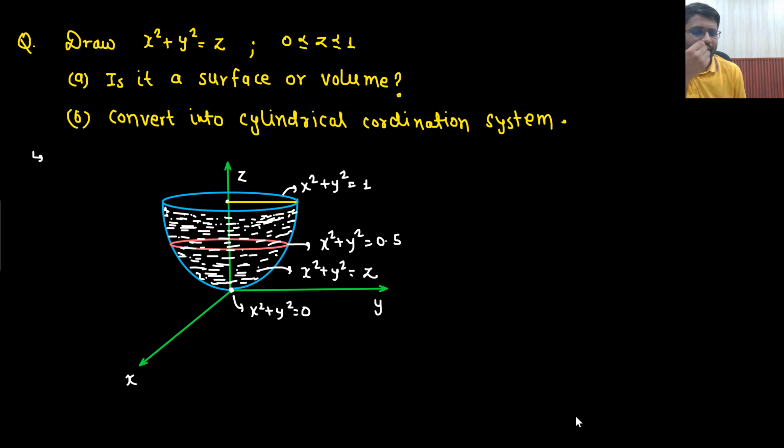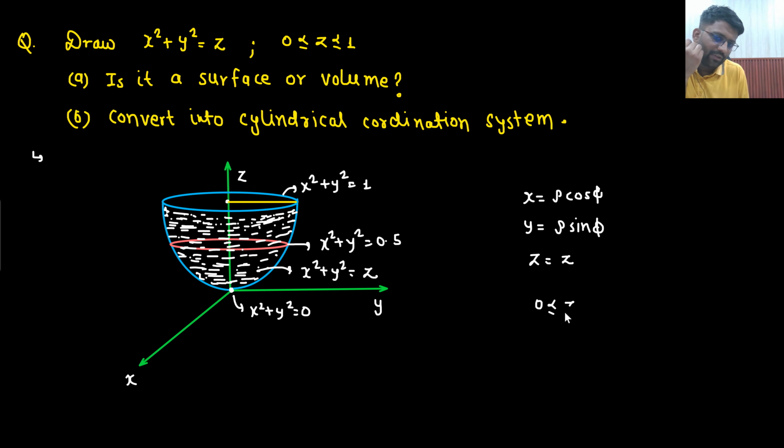Right? Now if I need to convert, what will I do? I will take x equals rho cos phi, y equals rho sin phi, and keep z as it is. But let me know the limits. The limit of z I already know: z will be going from 0 to 1. Now if I need to cover the outer surface completely, what will be the value of phi?